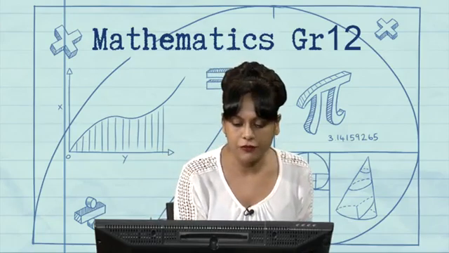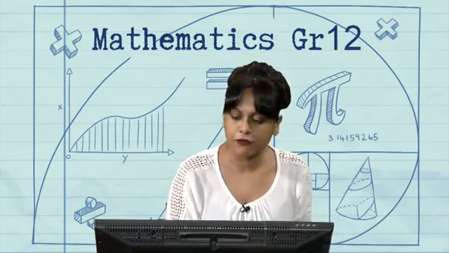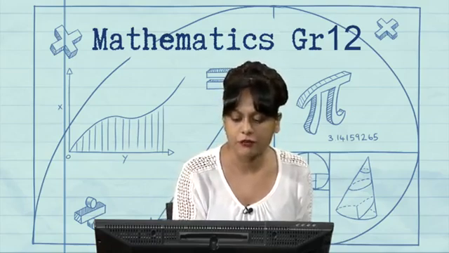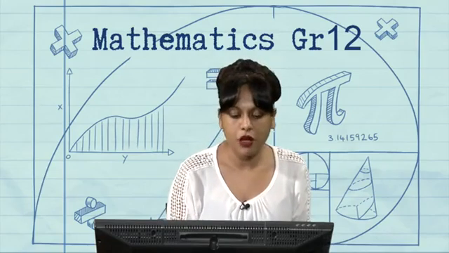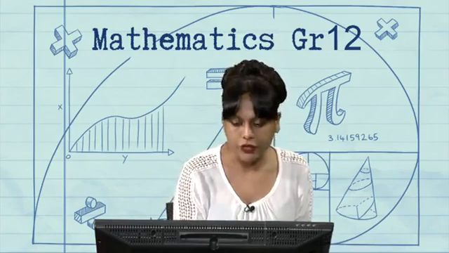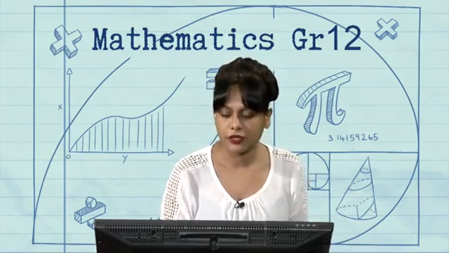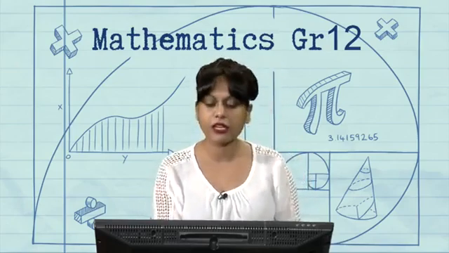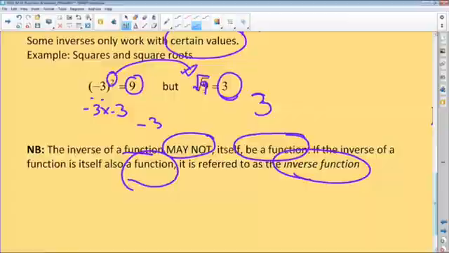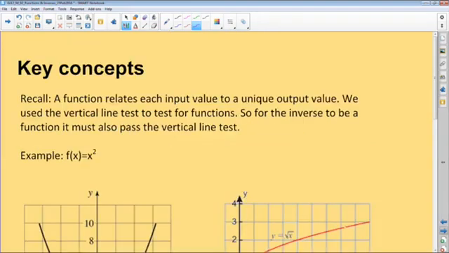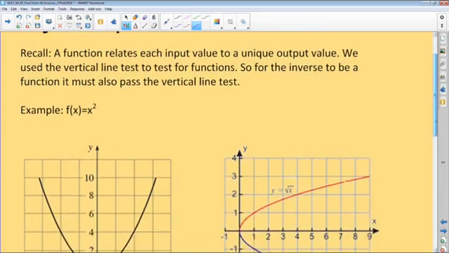So the inverse of a function may not itself be a function. So the inverse may not be a function. If the inverse of a function is also a function, we then call it an inverse function. So if the inverse is actually a function, then we call it an inverse function. So don't assume that just because your original graph was a function, that the inverse will also be a function. So this leads me to this point.